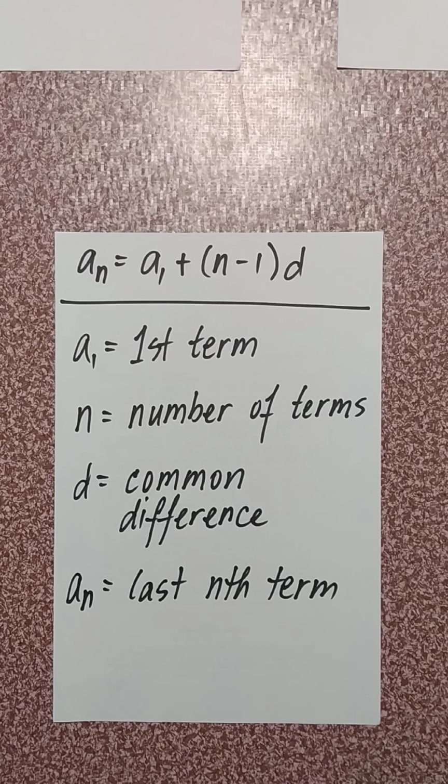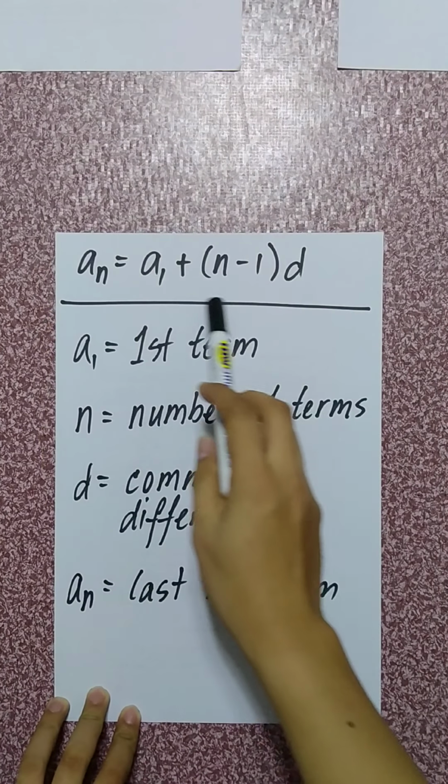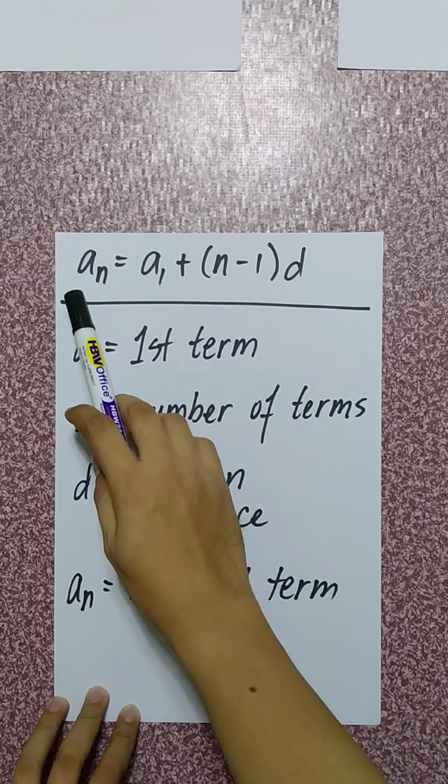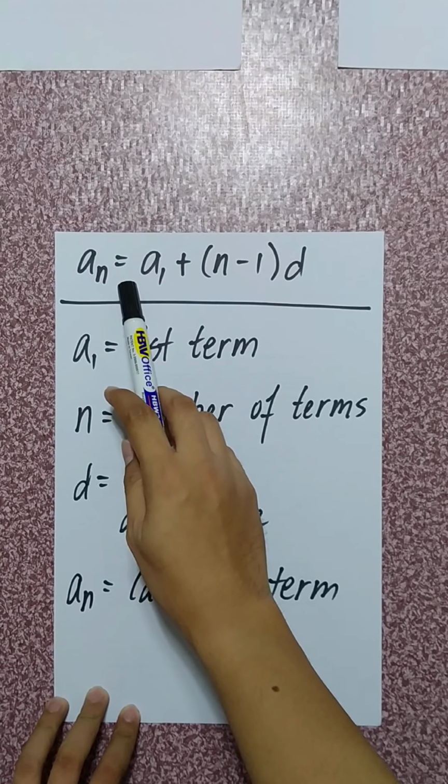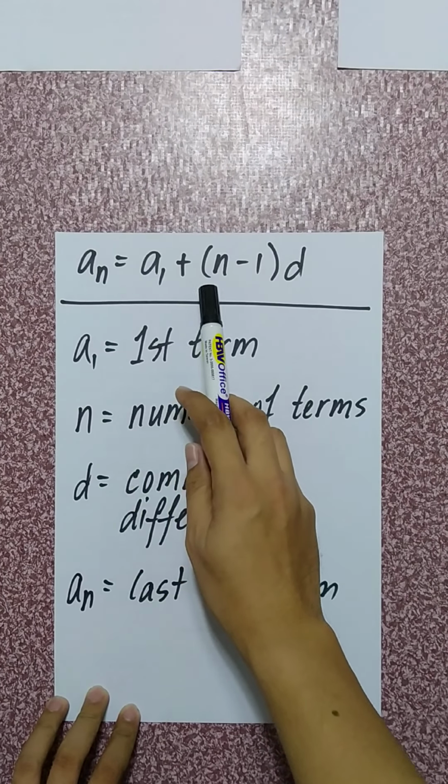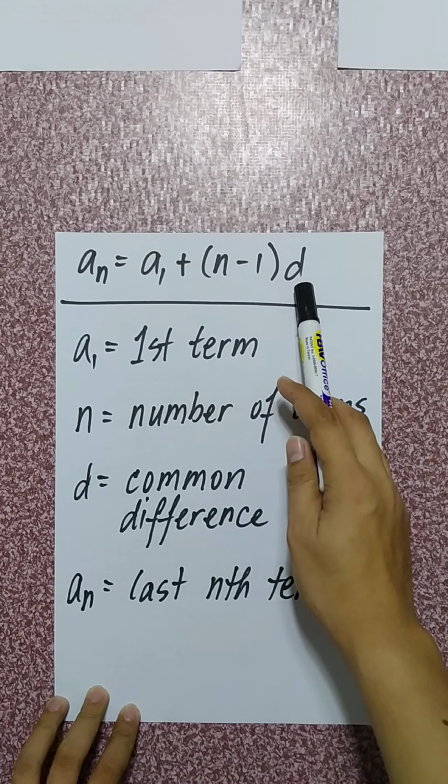So for this day, pag-aaralan natin kung paano hanapin ang nth term ng arithmetic sequence. So para mahanap natin yon, meron tayong specific na formula na gagamitin. So ito yung nakasulat sa taas ng ating bond paper. We have a sub n is equal to a sub 1 plus quantity n minus 1 times d.